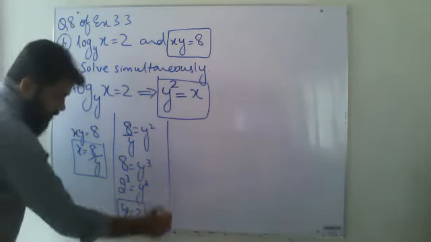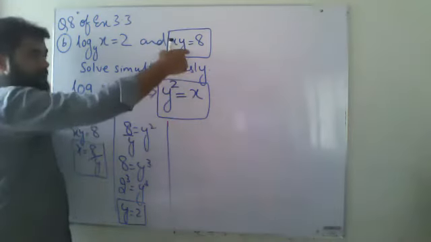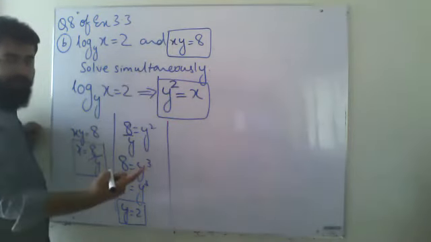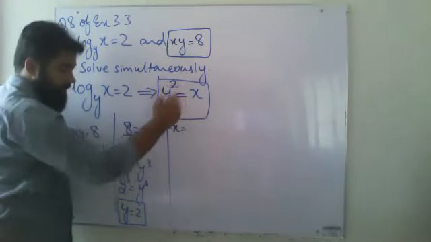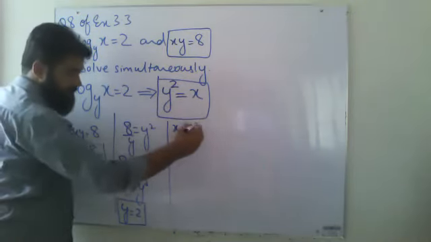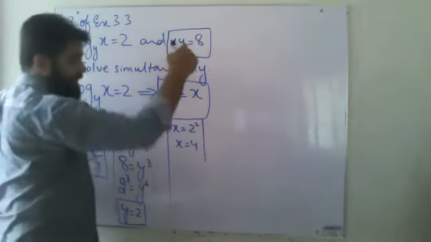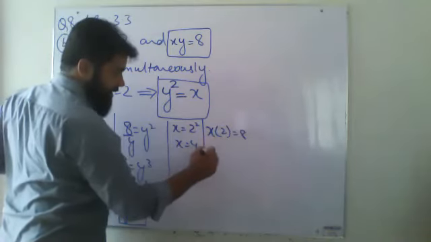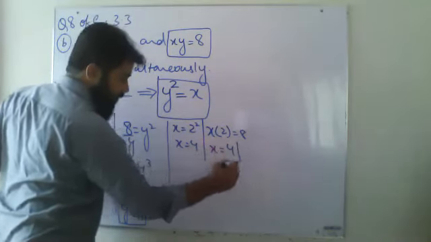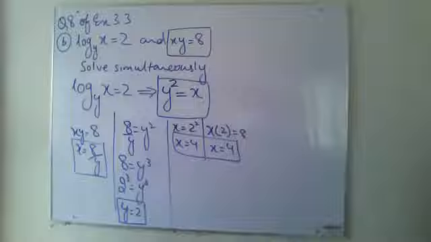Now when I have got the value of y equals 2, I can plot it over here, or I can plot it over here, and I will have my answer. If I plot it over here, x equals y square means 2 square, so x will be 4. And if I plot it over here, x into 2 equals 8, so x equals 4. Both of them are giving me the same exact answer.